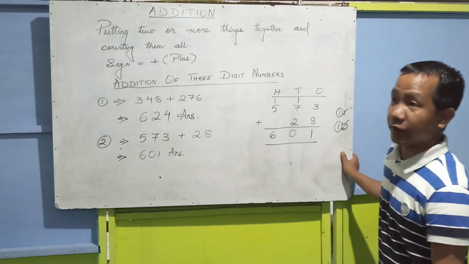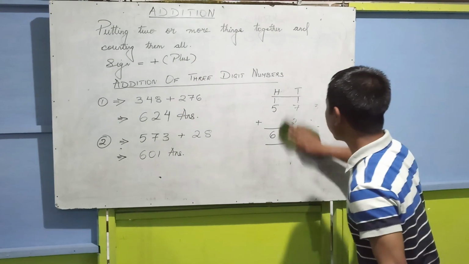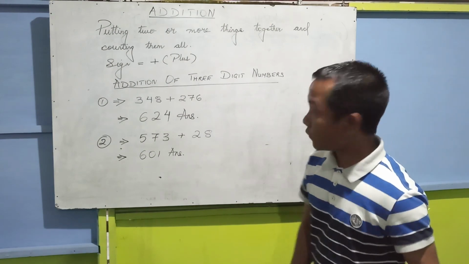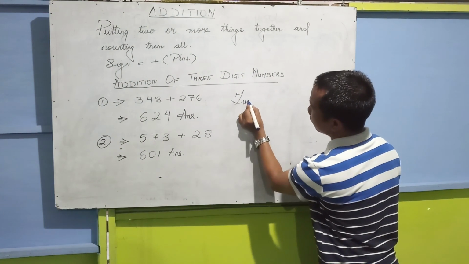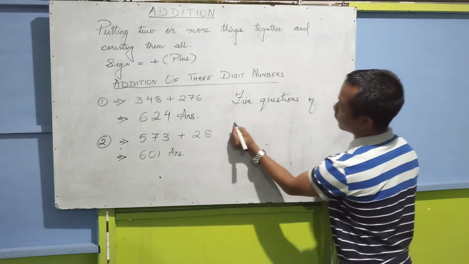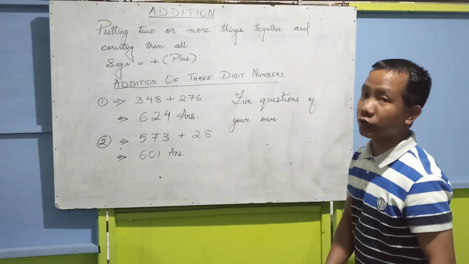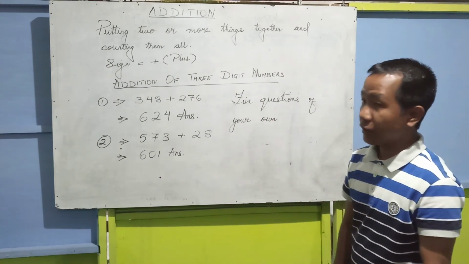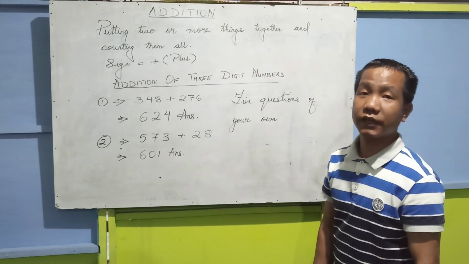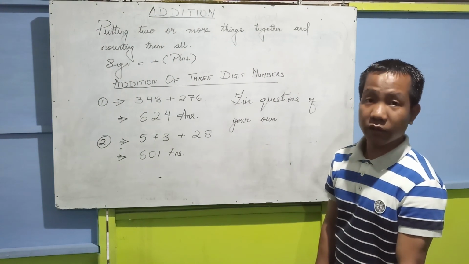That's all for today, and I'm going to give you the assignment for this week. Your assignment will be making 5 questions of your own. Making 5 questions of your own and answer it and send your answer copy to your class teacher within this week. The last date of submission of your assignment is 16th of this month, that is this coming Saturday.